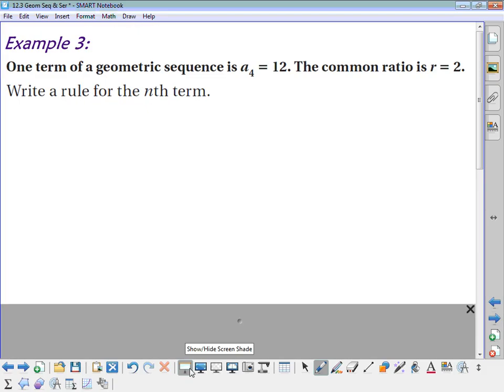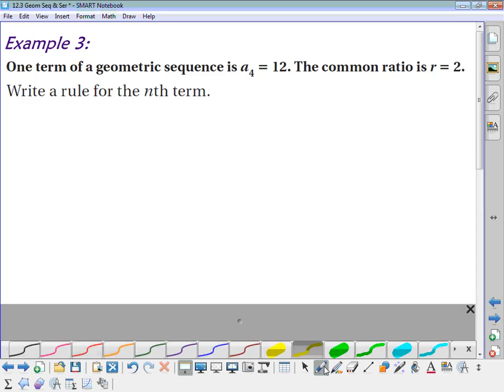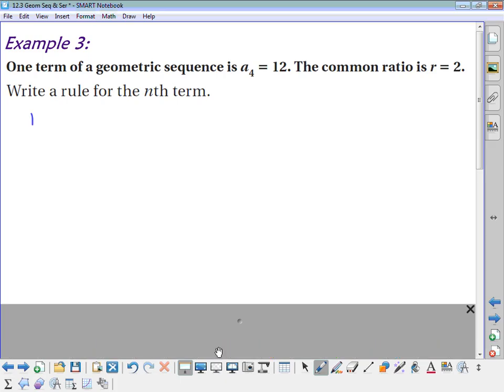All right, so now I'm going to just give you one term that's not the first term, and I'm going to give you the common ratio, and we're going to write the rule. So I know that I can plug in what I know. A sub n is going to equal a sub 1 times my ratio 2 to the n minus 1, right? And they gave me a sub 4. So I can plug this into my equation and work backwards to find out what a sub 1 was.